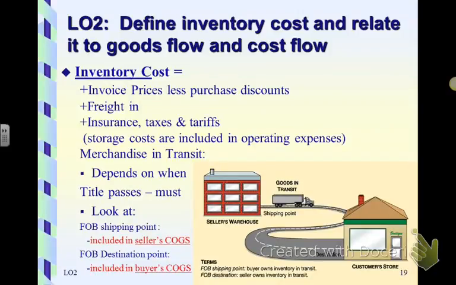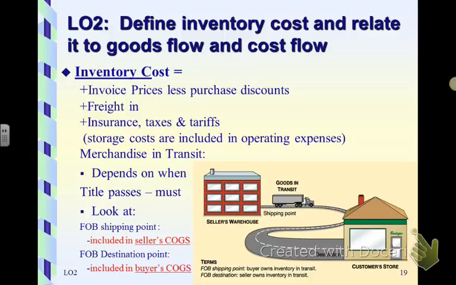Objective 2 in chapter 6. Objective 2 in our chapter. We're going to look at the inventory cost and contrast the goods flow from the cost flow and explain lower of cost or market. So first, we're looking at our inventory cost.